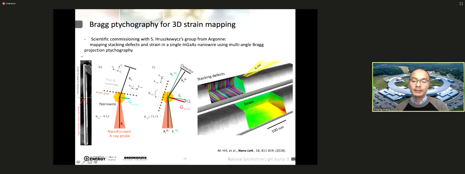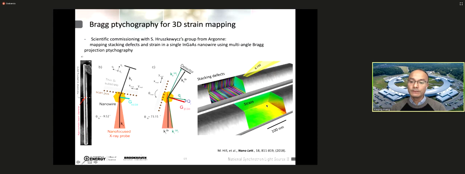And at HXM D9, working with our user group, we applied the same technique to an indium gallium arsenide nanowire. This is how the wire looks on the AFM. In this measurement, we did two measurements at two Bragg peaks. One is sensitive to the stacking defects along the wire direction. The other is sensitive to the in-plane strains. In both cases, we were able to reconstruct the 3D volume, and the phase gives the defect information.